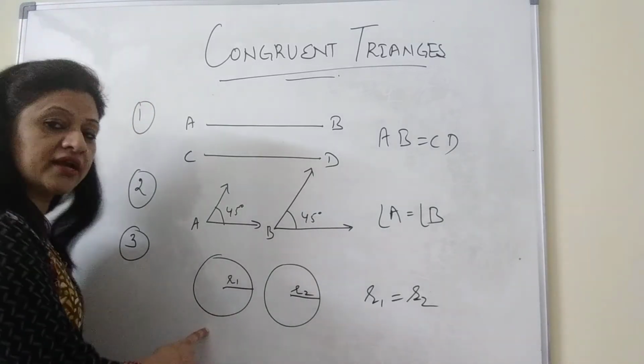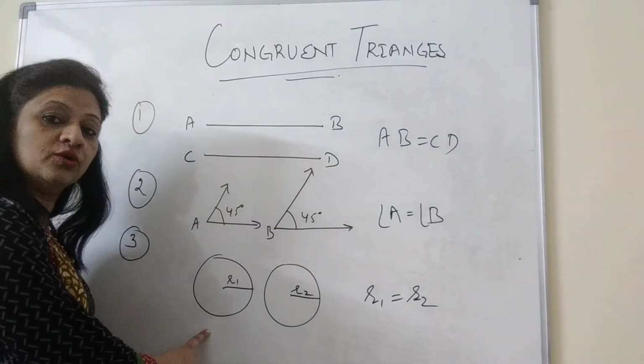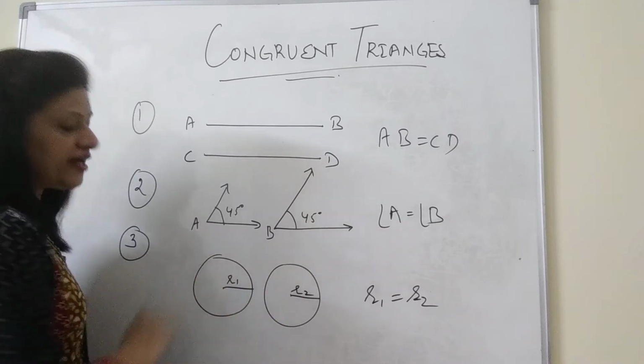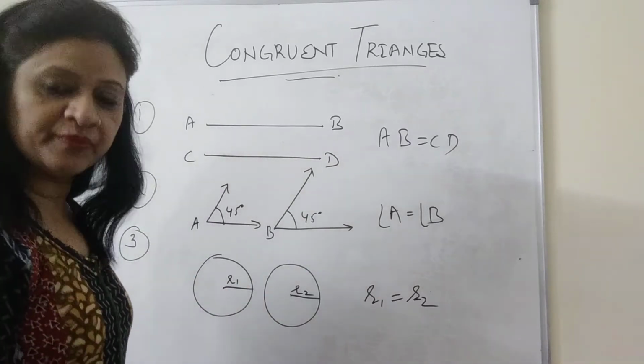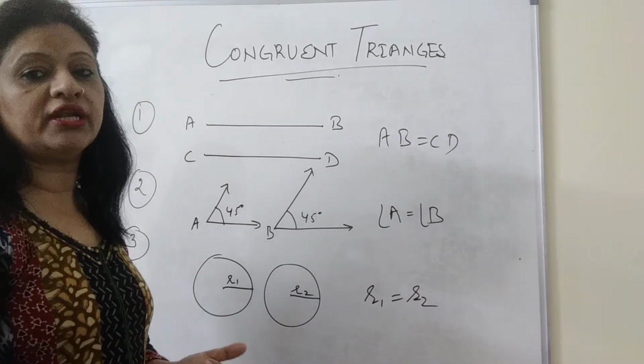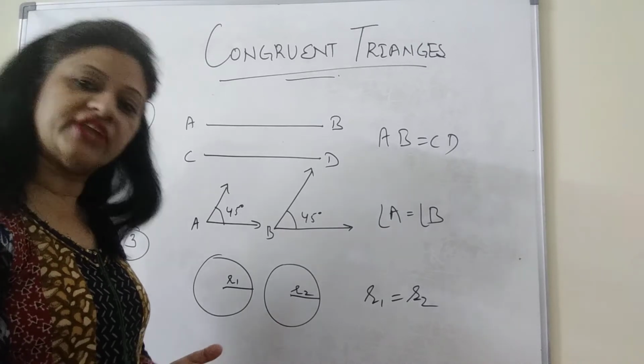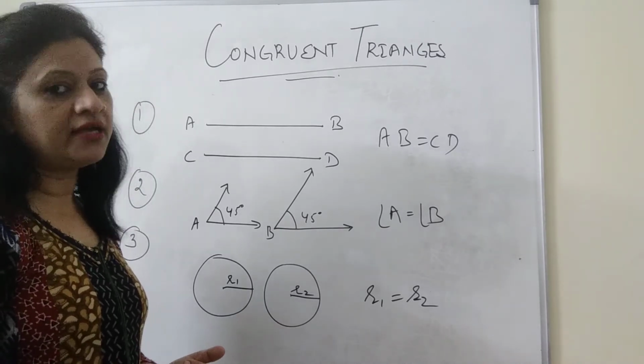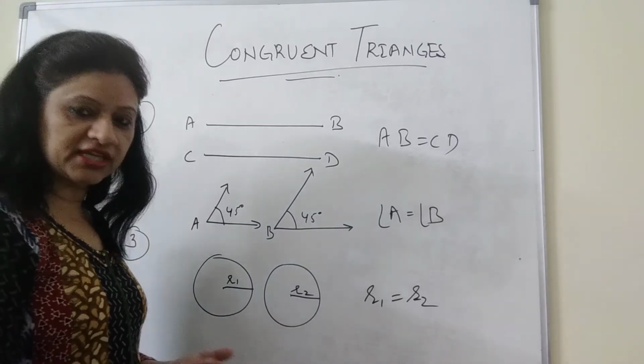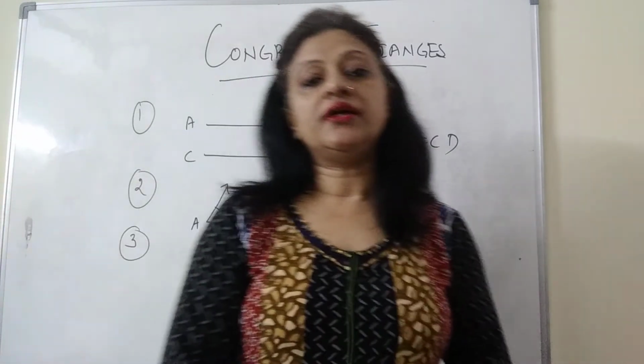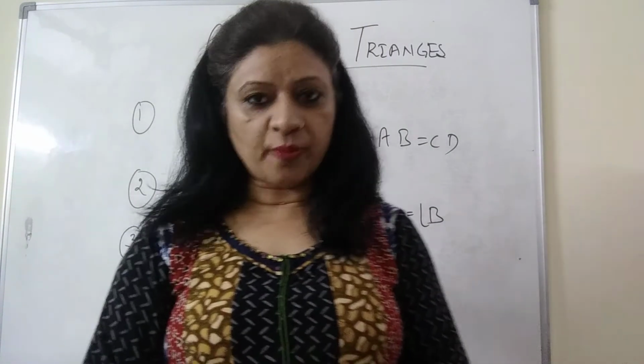Similarly, two circles are said to be congruent if and only if their radii are equal, because in circles the only dimension is the radius. So if that is equal, we can say the two circles are congruent to each other. Now, coming to triangles, which is our topic for today.